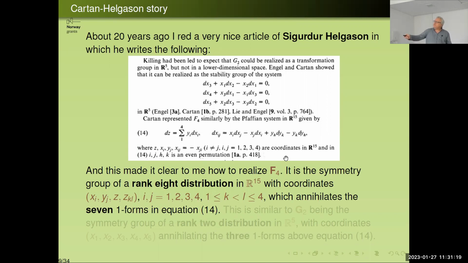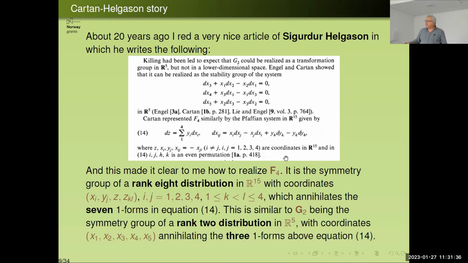In this R15, there are these 7 one forms, and then you look for the annihilator of this, you get a rank 8 distribution in dimension 15, and if you look at the symmetry of this distribution, it's precisely F4. So that's what Cartan did, and that's what Helgason writes in this story.